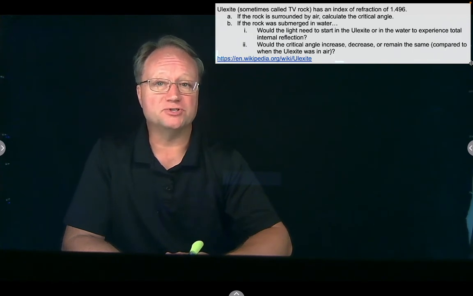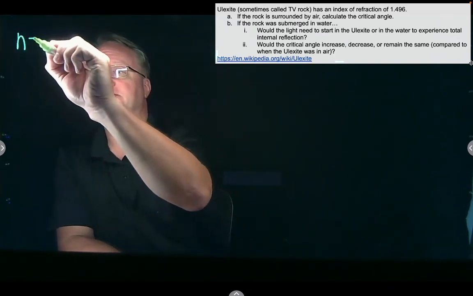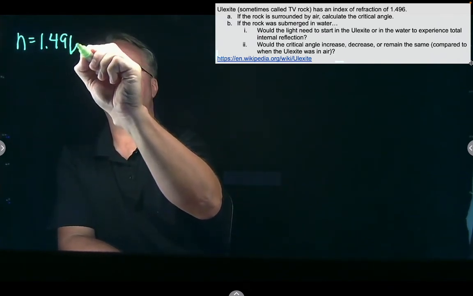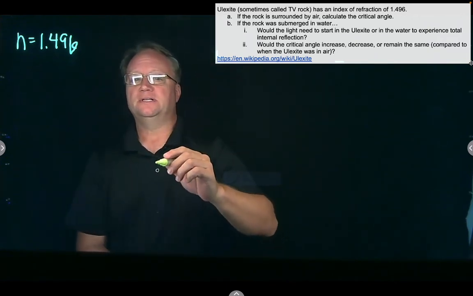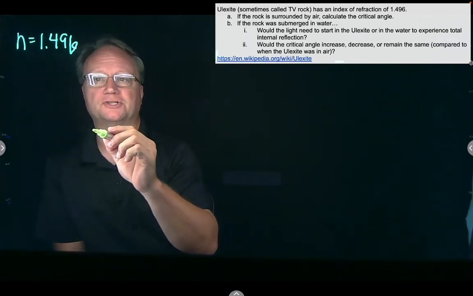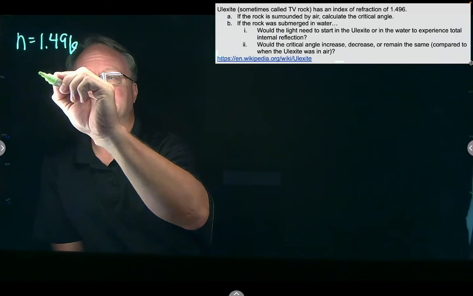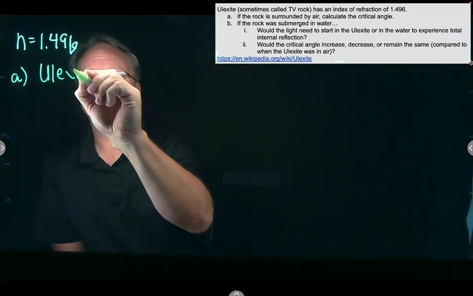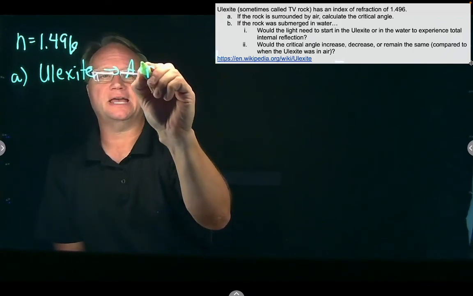Let's consider this problem-solving application. You have a rock called ulexite, which is sometimes referred to as TV rock, and has an index of refraction of 1.496. In part A, the rock is surrounded by air. Calculate the critical angle. If we're going to have total internal reflection, then the light has to start internal. That means it has to start in the ulexite and be incident on air.